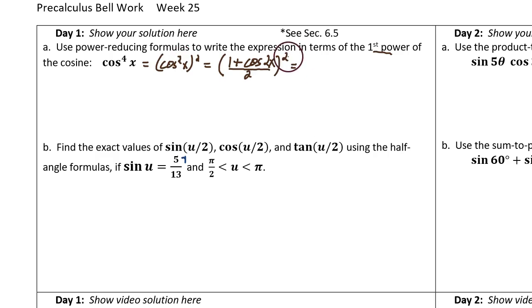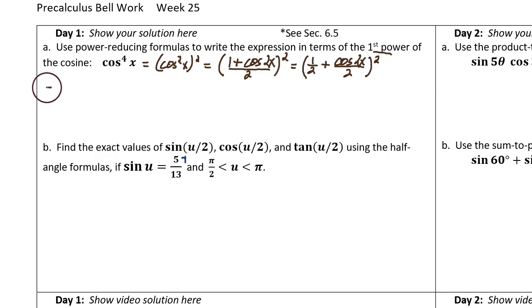In the next step, I want to actually square what's inside the parentheses. But before I do that, I'm going to write it in its binomial form. That's 1/2 plus cosine of 2x all over 2, and that's what's being squared. The reason I'm doing that is this is a binomial squared, and we've done that all year long.